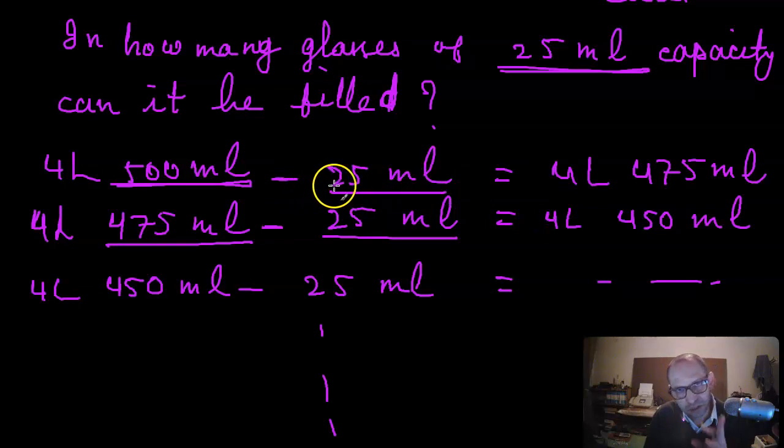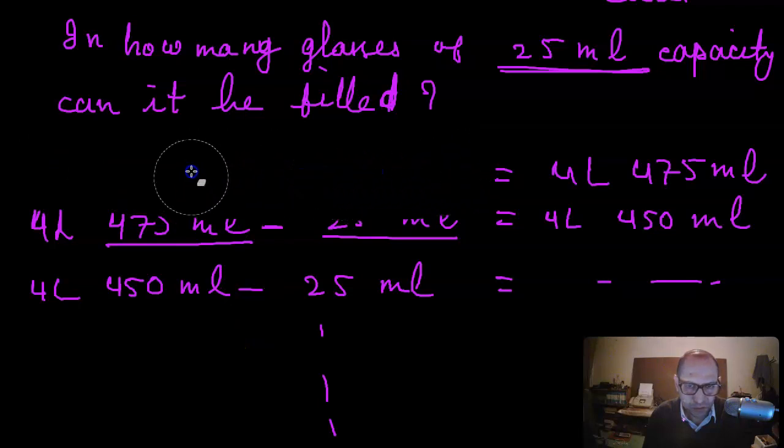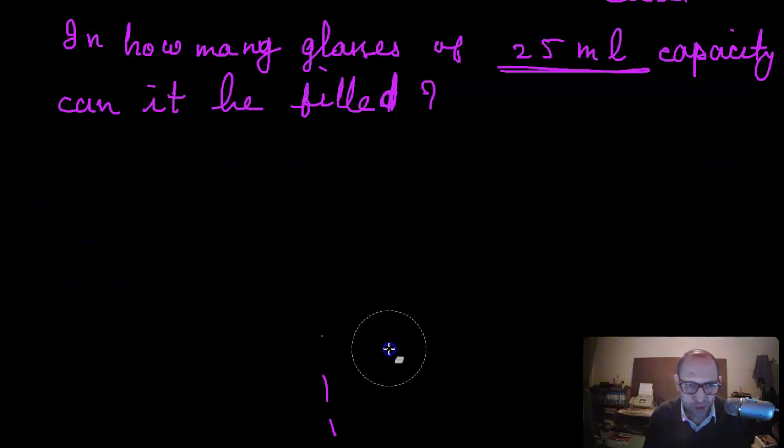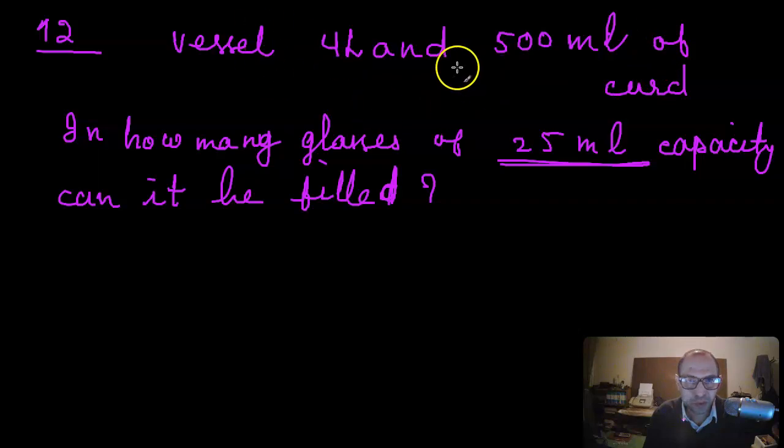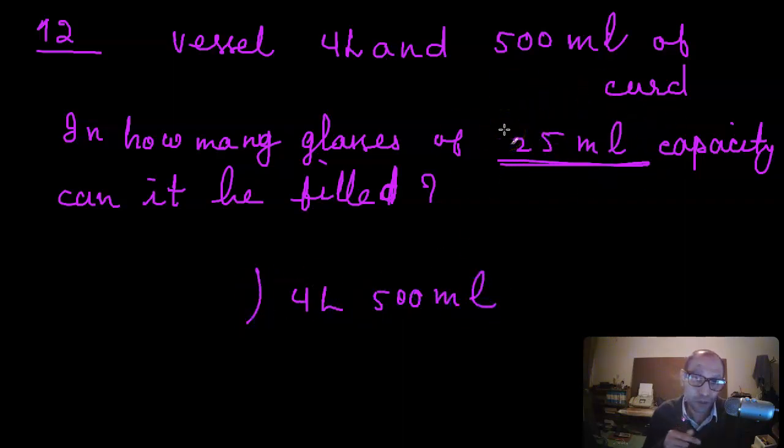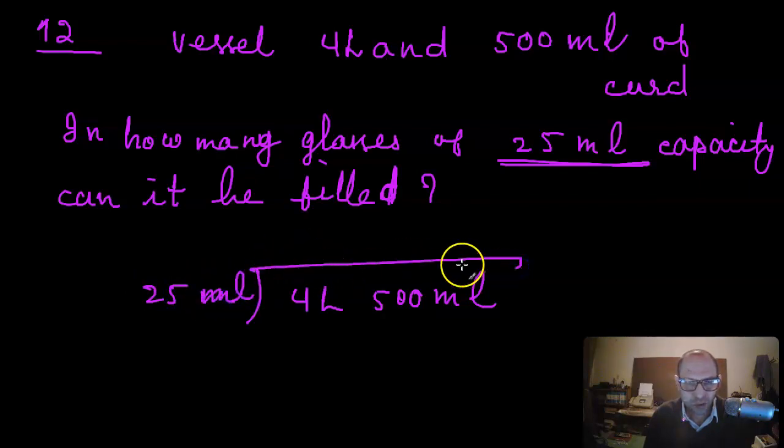And you can see that the operation involves repeated subtraction. Repeated subtraction, as we saw before, means division. So instead of doing this tedious repeated subtraction, I can simply write the total amount of curd that I have, which is 4 liters 500 milliliters, and divide that by the volume of the glasses, which is 25 milliliters, and do the operation this way.